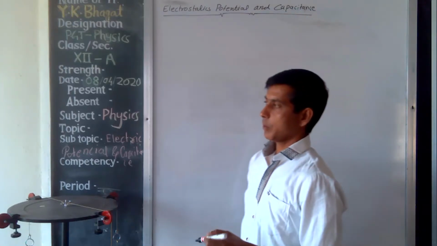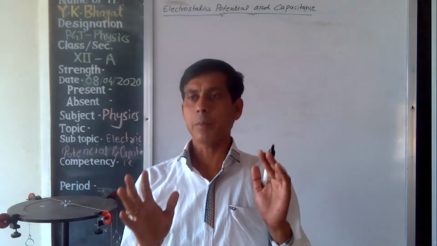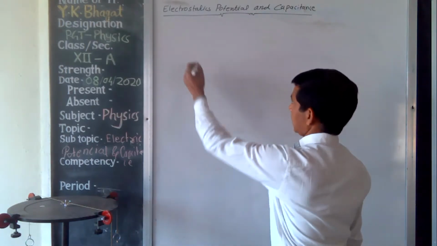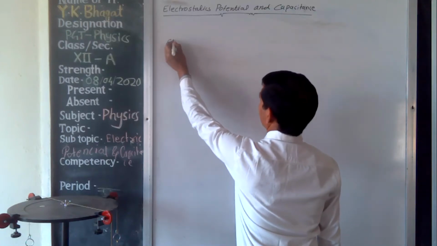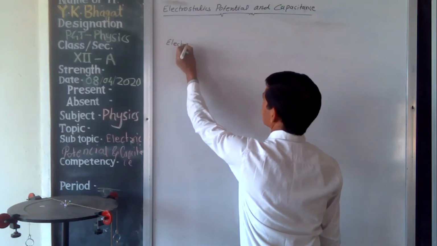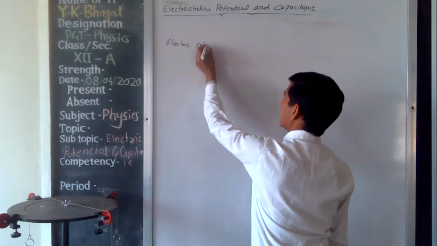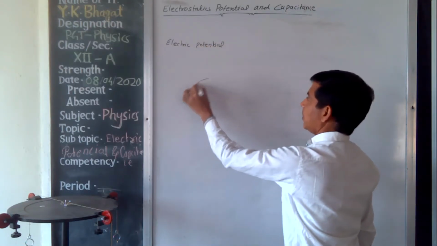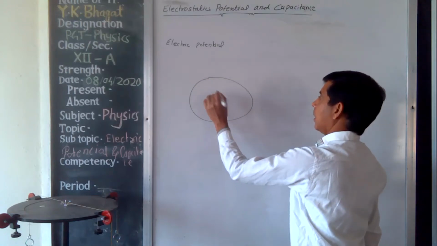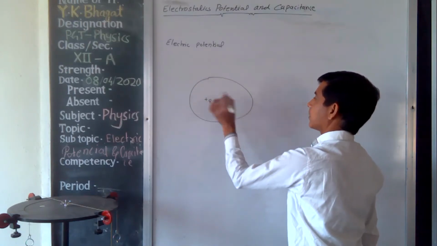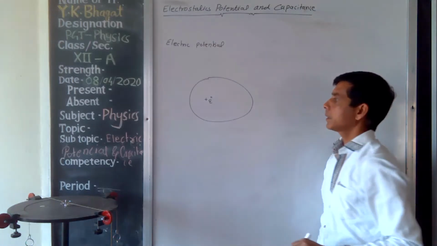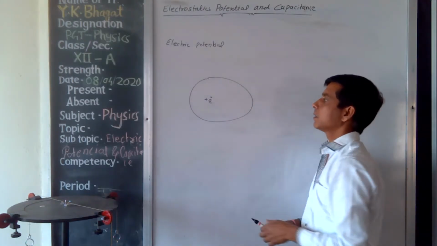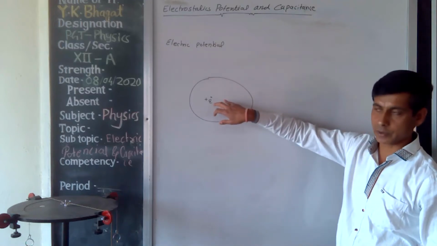We know from previous classes what is meant by potential, electrostatic potential. We discuss here electric potential. Suppose a plus q charge is present at a point, and this circle represents the electric field of that charge.